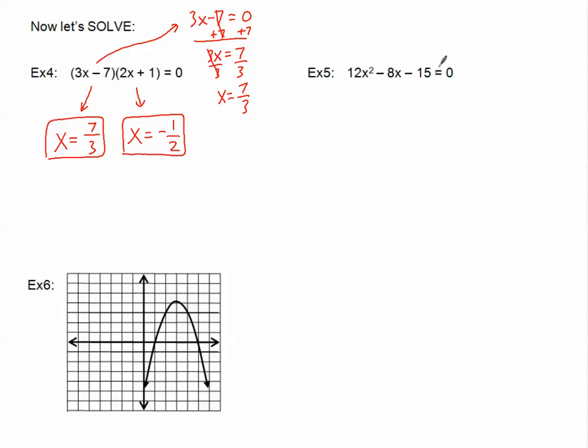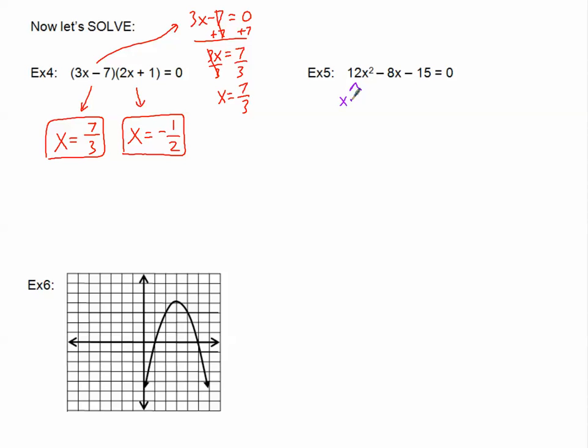It is equal to 0 at least, but we do not have a product. So we need to factor this. I see 12, I see 15. Unfortunately, 3 does not go into the 8. So there is no GCF. I'm just going to go straight into my factors.